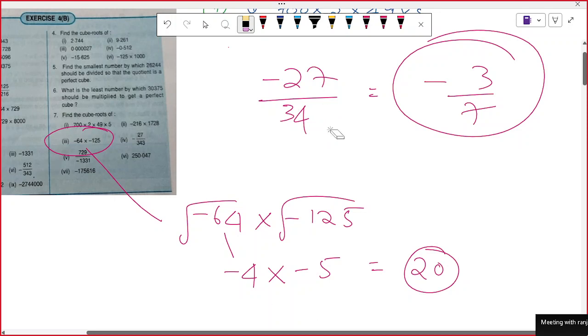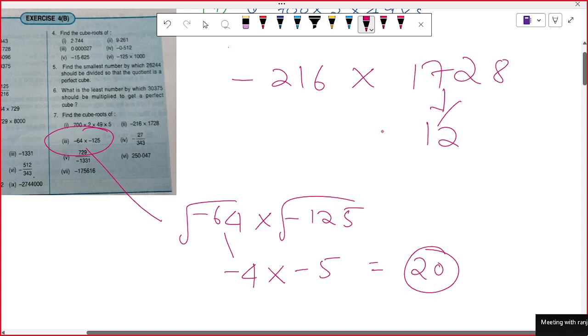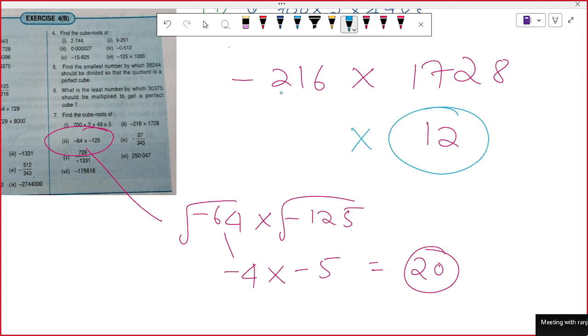Okay, second question, you can try it for homework. Minus 216 and 1728. For 1728, it is 12. So what will be the final answer? Even remember this value. 1728, you get 12. And for minus 216, it is minus 6. So 6 into 12, how much is 6 into 12? 6 tens are 60, 72. Minus 72 is the answer.